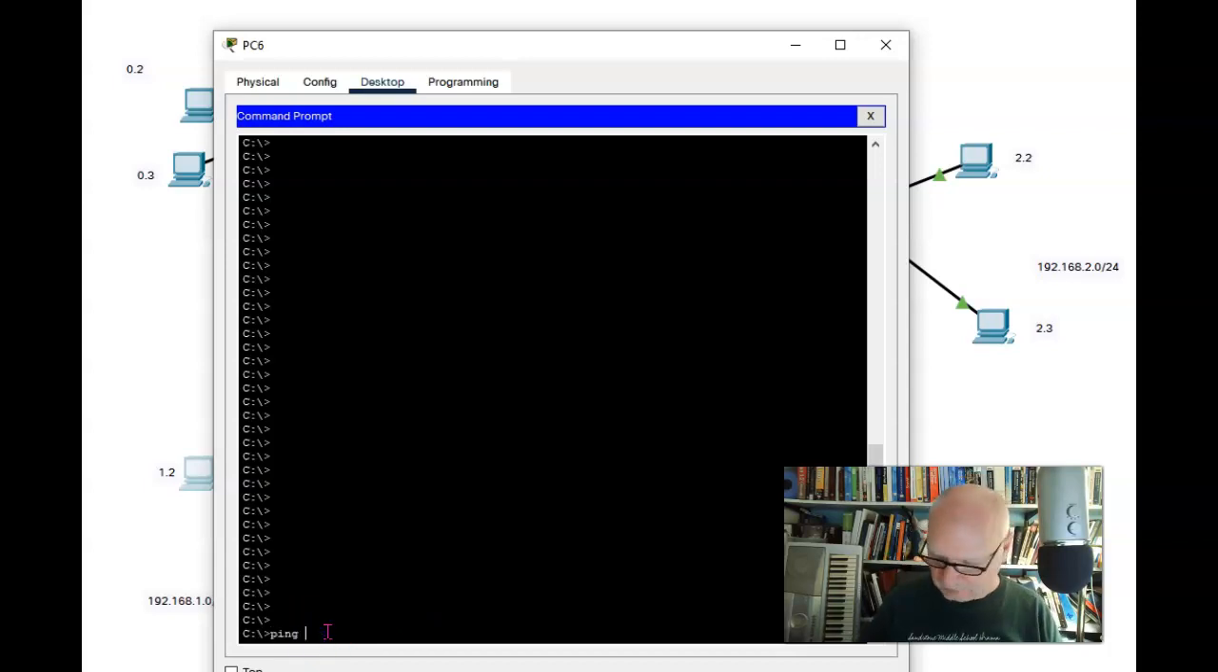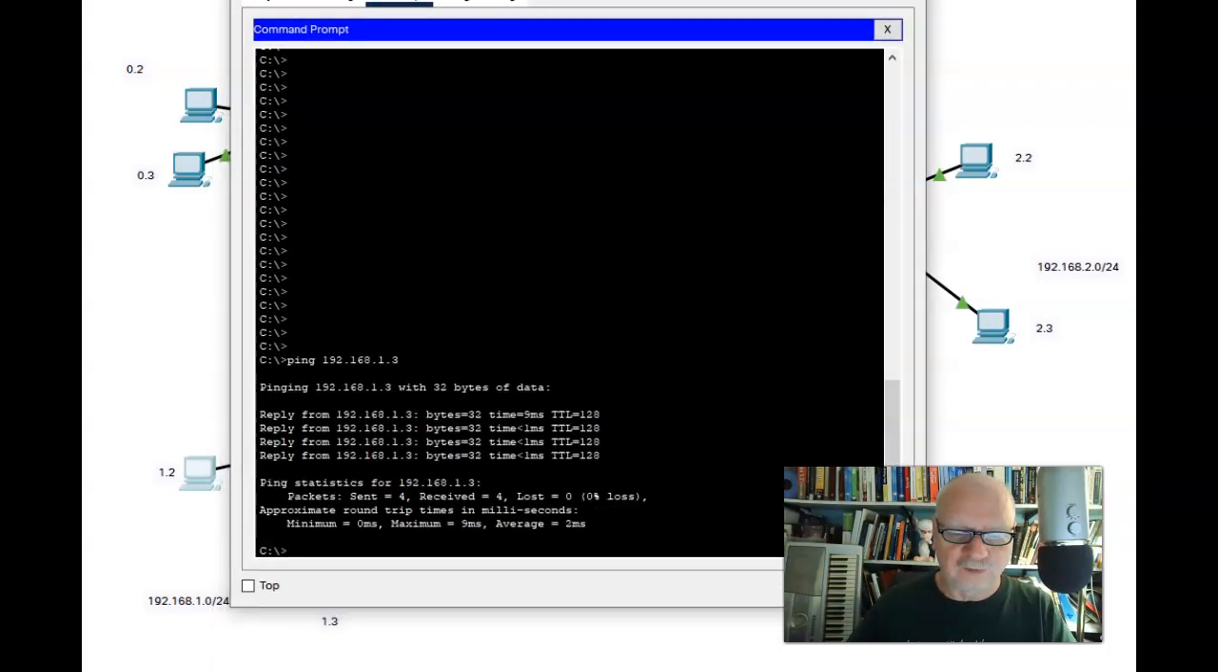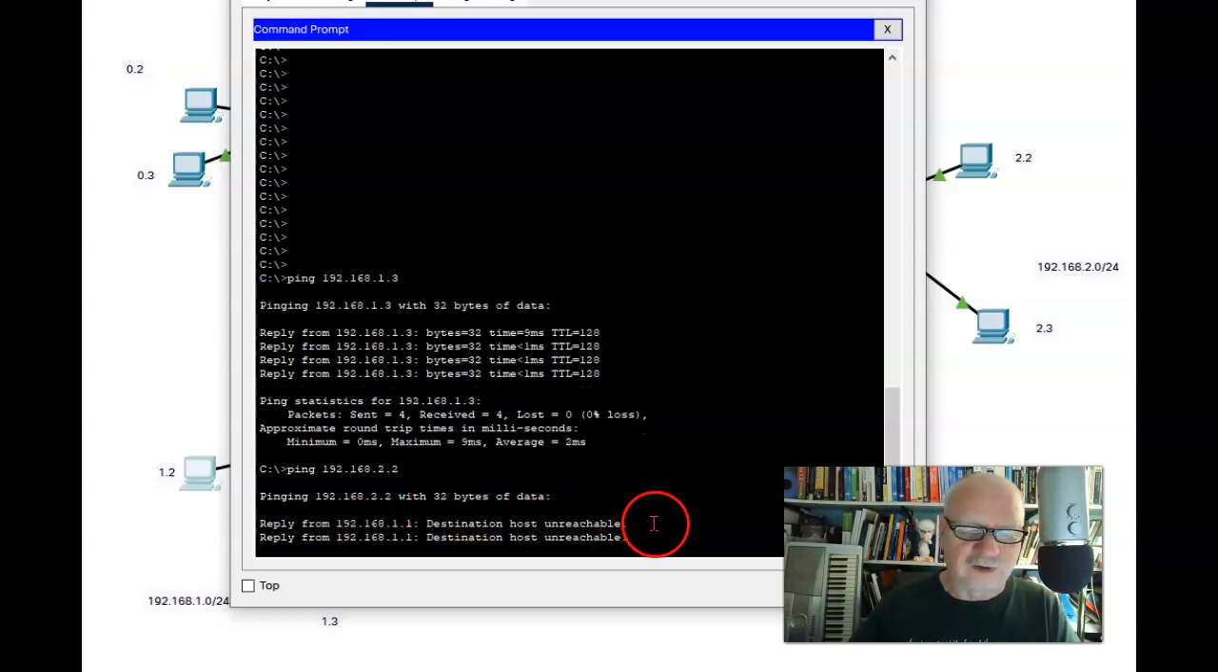Ping 192.168.1.3. Well, that pings just fine here. Well, let's try pinging this 2.2 up here in this upper corner. 2.2. Uh-oh, it says destination host unreachable.